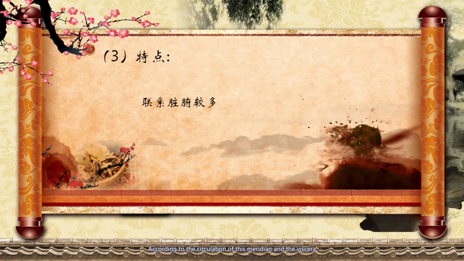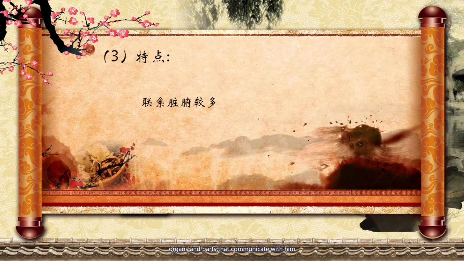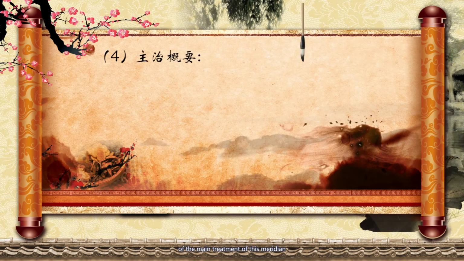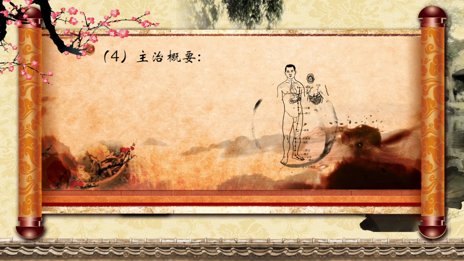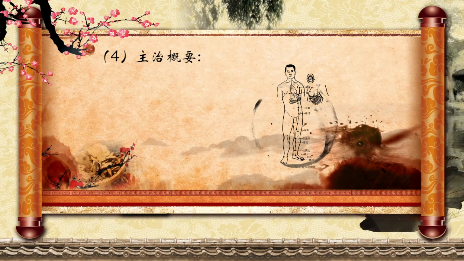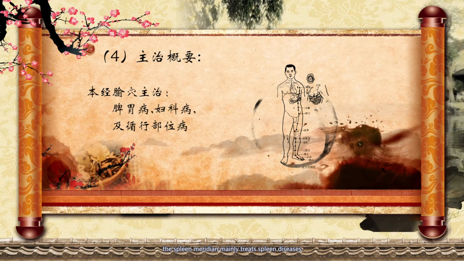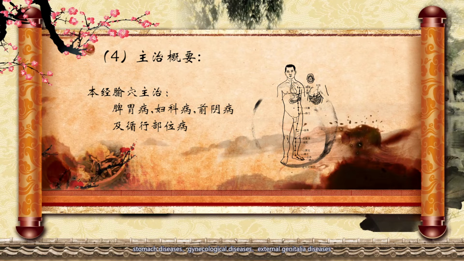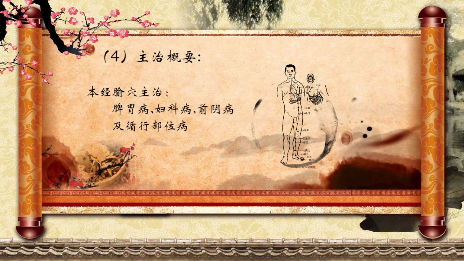According to the circulation of the meridian and the visceral organs and parts that communicate with it, we should be able to derive a summary of the main treatment of this meridian. The spleen meridian mainly treats spleen diseases, stomach diseases, gynecological diseases, external genitalia diseases, and other diseases in the meridian.